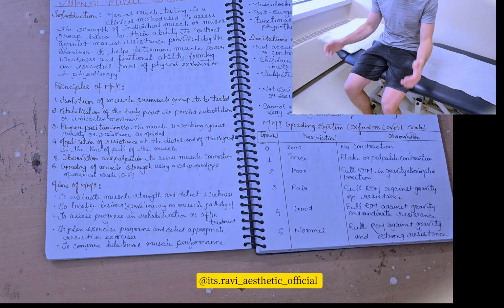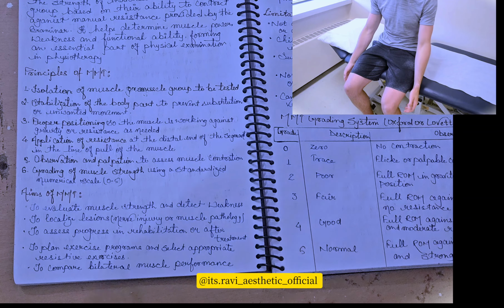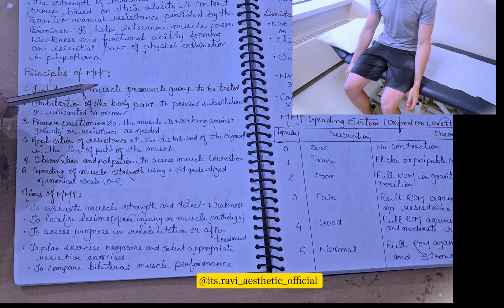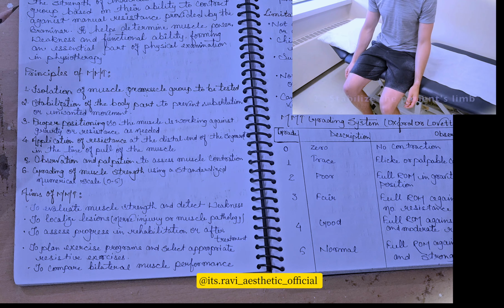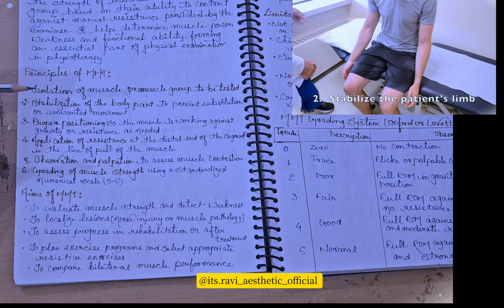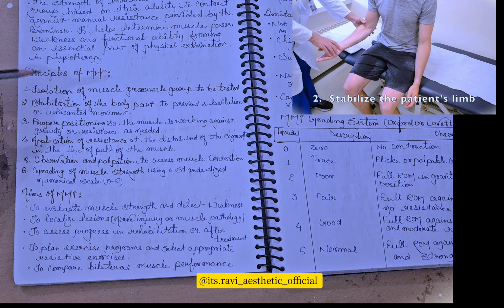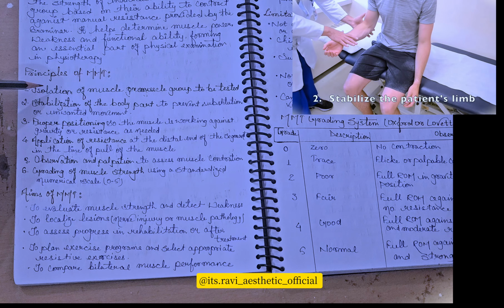So next part is the principle of MMT. What is that? So first is isolation of the muscle or muscle group to be tested. It is very useful for determining which muscle has power or endurance, or where there is no power or no endurance, for checking or assessing. So that is the first principle of manual muscle testing.